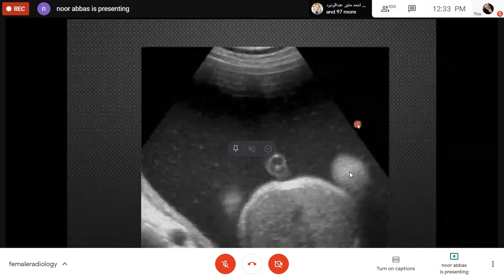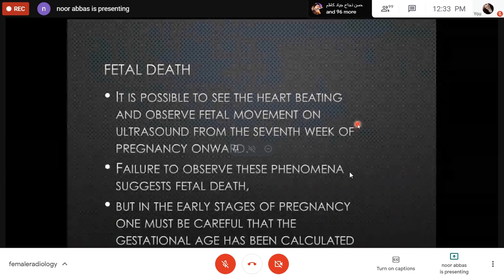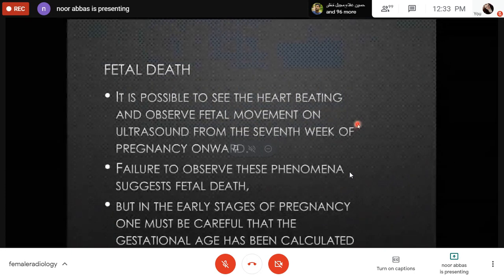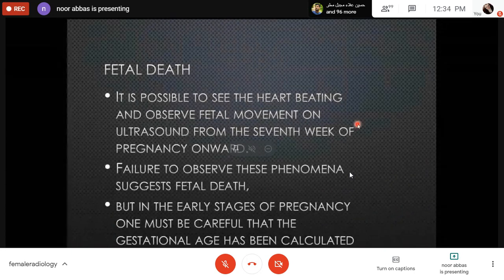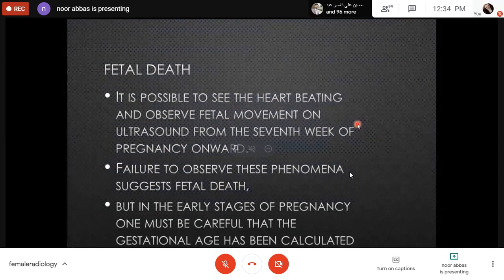Also, ultrasound can help us in the diagnosis of fetal death. Fetal death means absence of heartbeat, so we see the fetus but we do not see a heartbeat. We cannot say that this fetus is dead because it lacks a heartbeat until after 7 weeks. Before 7 weeks, even a normal fetus may not show a fetal pulse. If you have about 7 weeks showing no fetal pulse, you will delay.